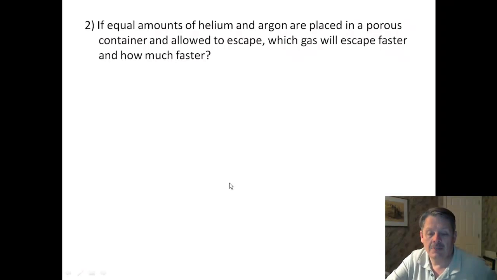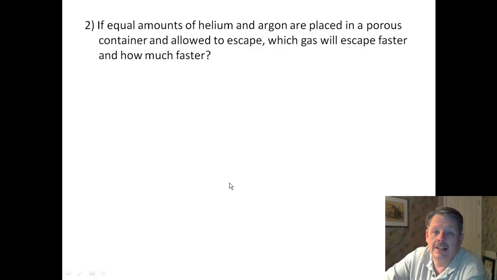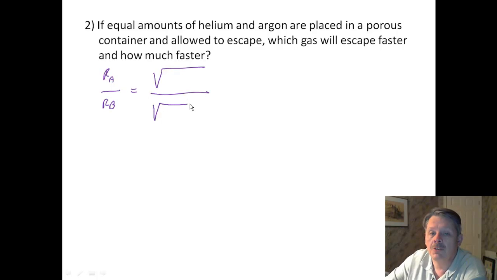What happens if you have equal amounts of helium and argon and they're placed in a porous container and allowed to escape? Which gas will escape faster? And how much faster? We're talking about effusion here. And again, we simply say the rate of one compared to the rate of the other is equal to the inverse of the square roots of their molar masses.